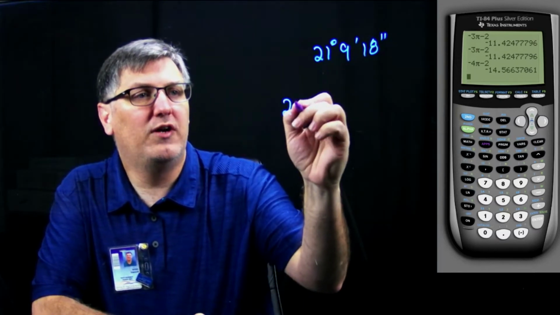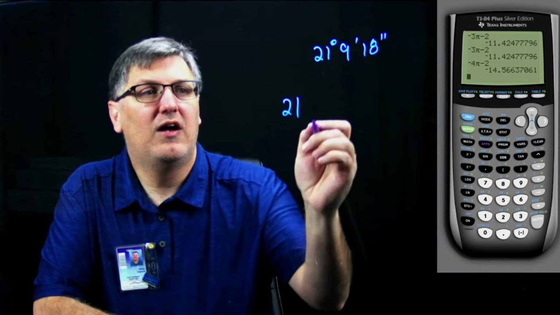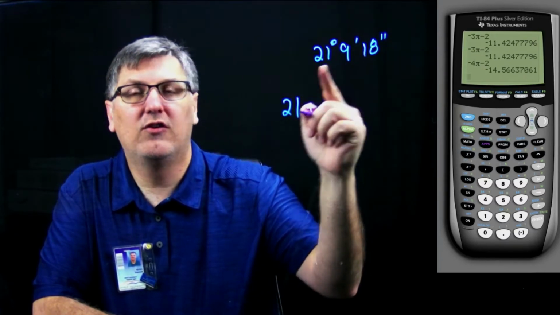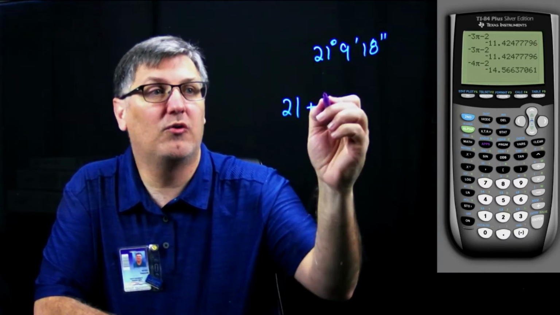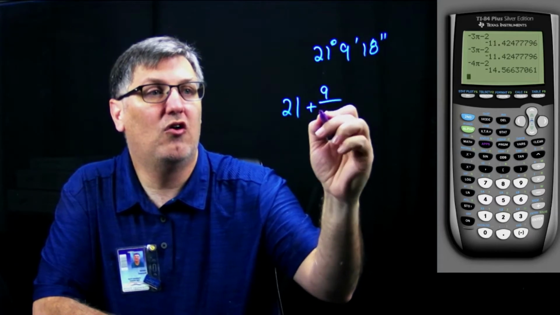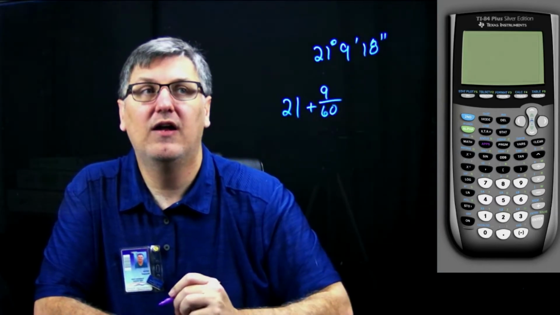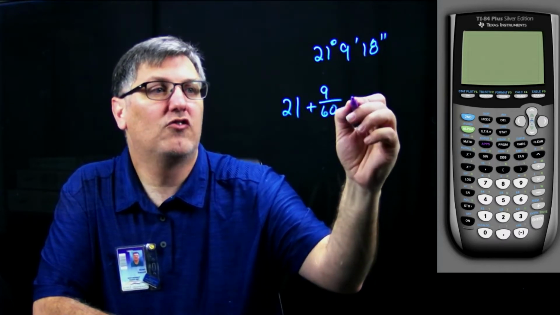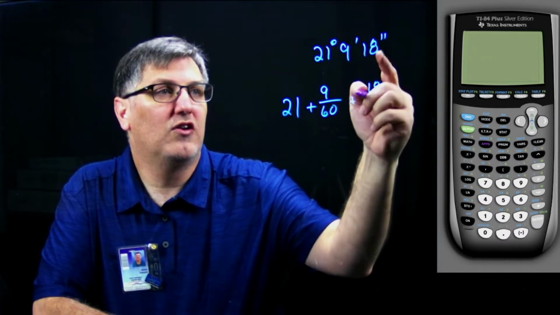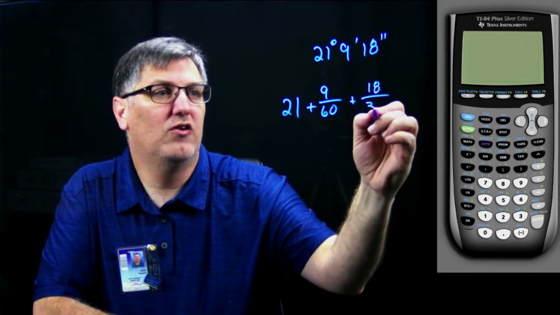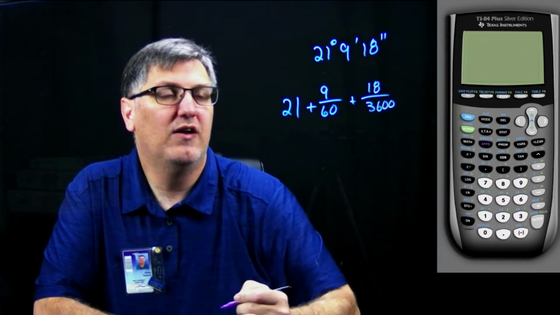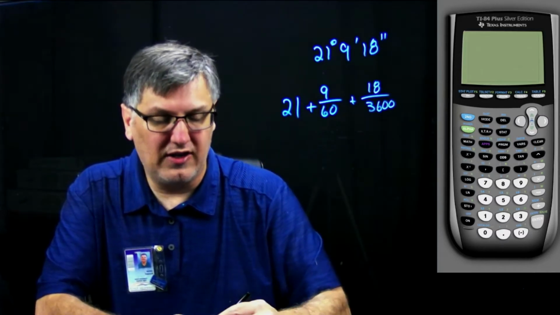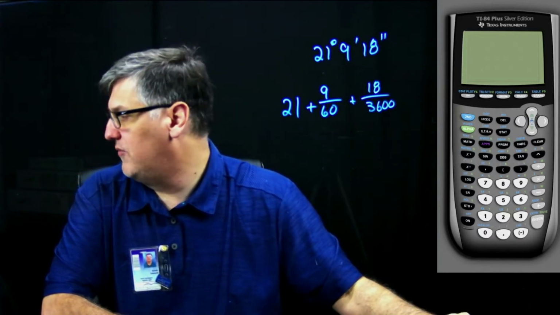So my degrees are going to stay the same, 21. I need to add my minutes. Now there's 60 minutes in an hour, so I'm going to do the minutes that I'm given over 60. And then my seconds. Well, there's 3,600 seconds in an hour, so I'm going to add the seconds that I'm given over 3,600. So all I do is take my calculator and just type this in.